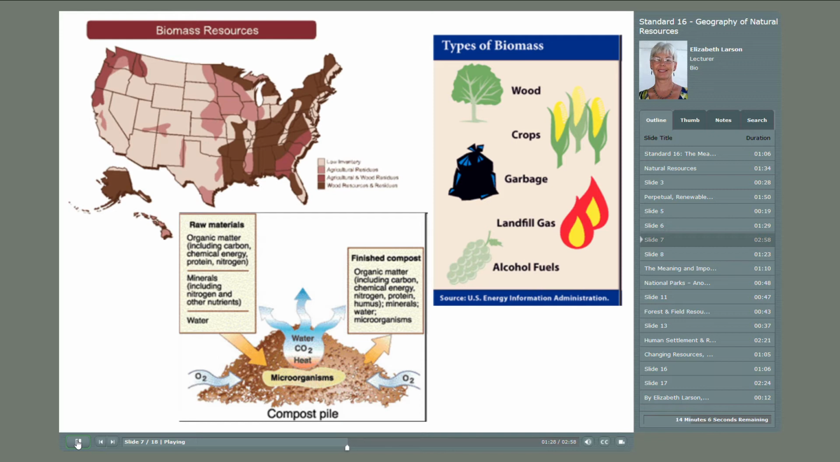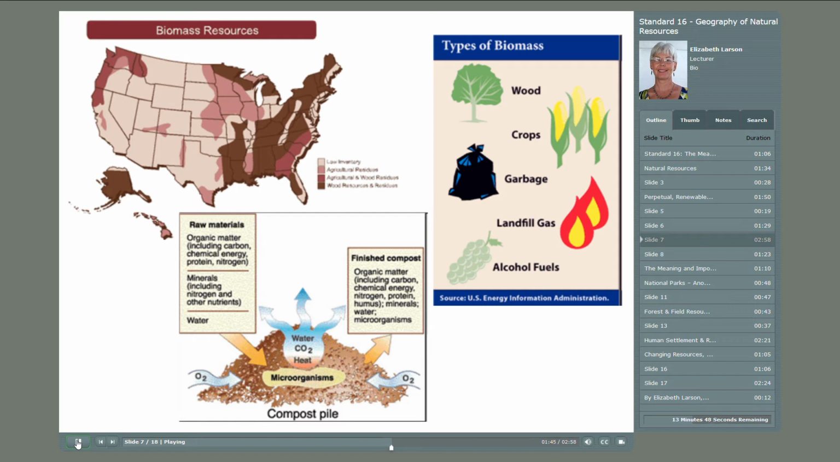The map in the upper left-hand corner of this slide shows the availability of biomass in the United States. It is clear that most of the potential biomass energy comes from the Midwest and eastern portions of the country.